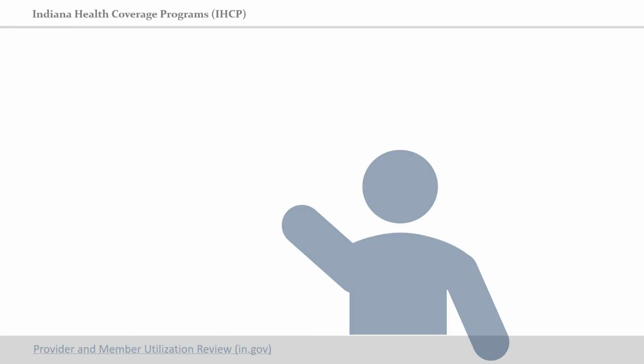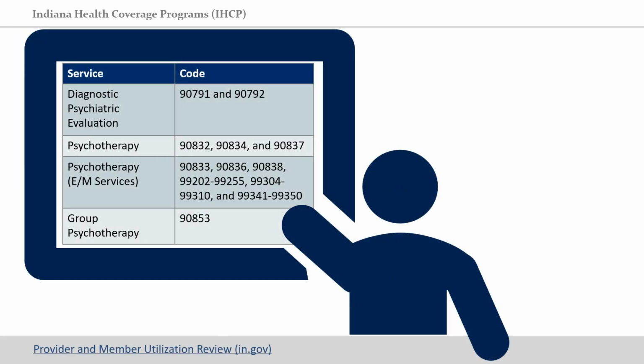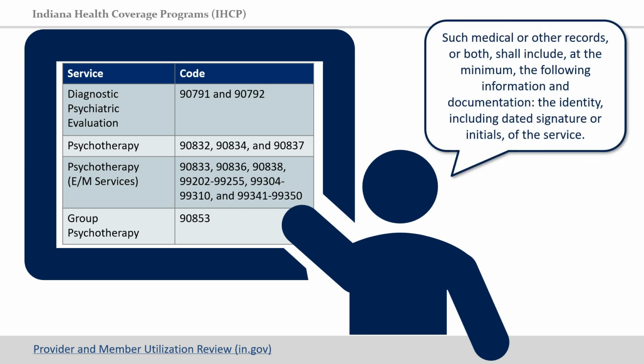When using the add-on CPT code 90785, this table allows providers to pair the appropriate primary service codes. According to the IHCP Provider Reference Module on Provider and Member Utilization Review, medical records must include, at a minimum, the identity of the provider rendering the service, verified by a dated signature or initials.